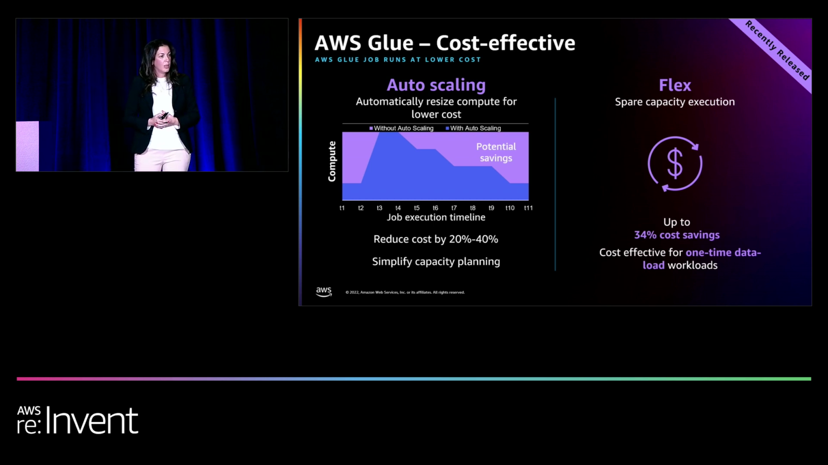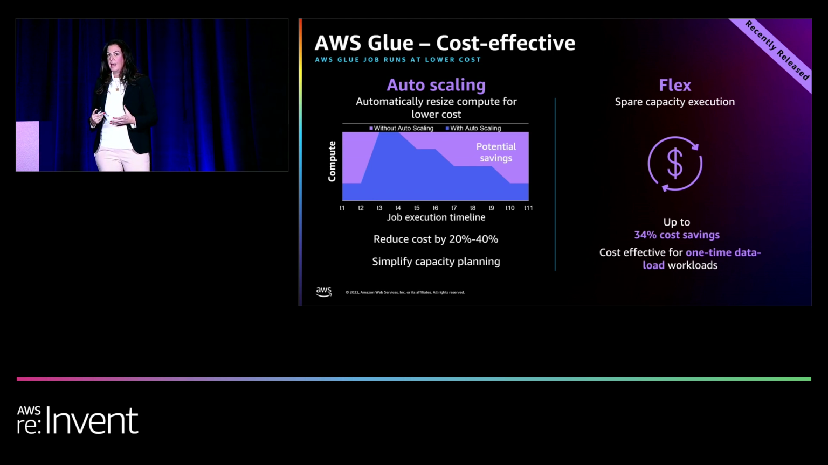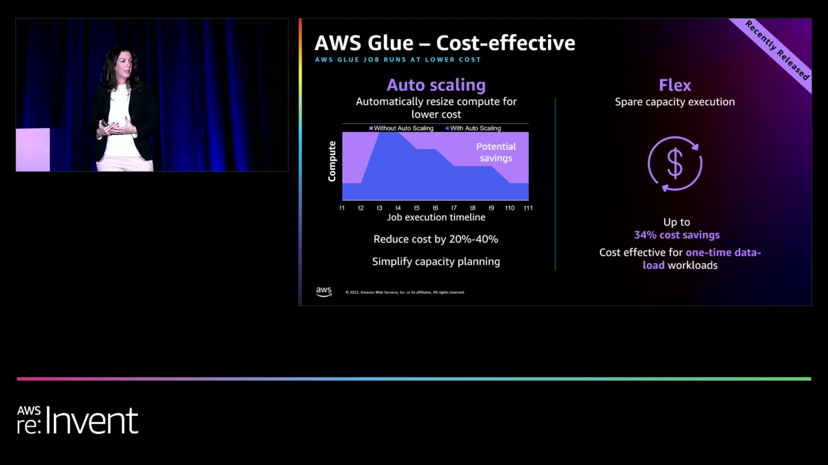On the right side, we introduced Flex, which is our version of spot instances, so spare capacity. At many customers, you have critical jobs that need standard execution, and you don't want them to fail. But you also have non-critical jobs that maybe can benefit from a 34% discount and run on our spare capacity.